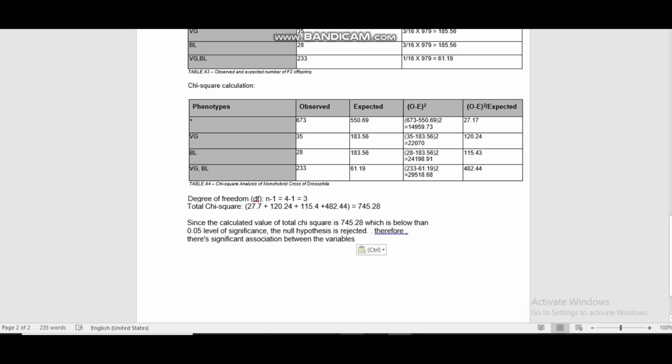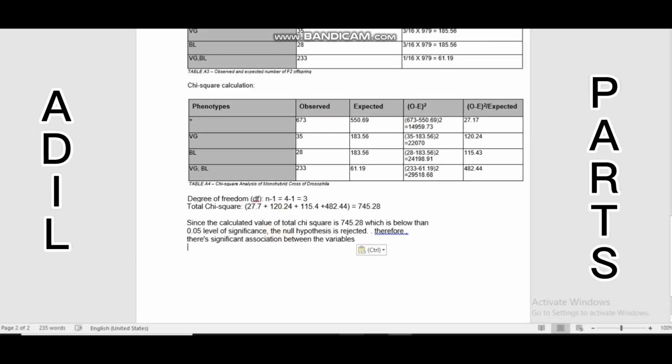So since the calculated value of total chi-square is 745.28, which is below than 0.05 level of significance, the null hypothesis is rejected. Therefore, there is significant associations between the variables.